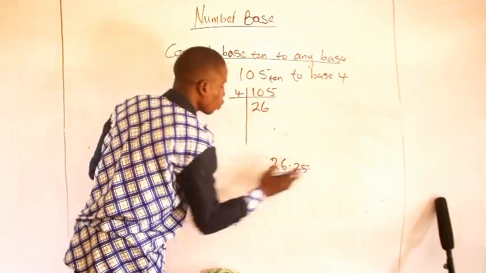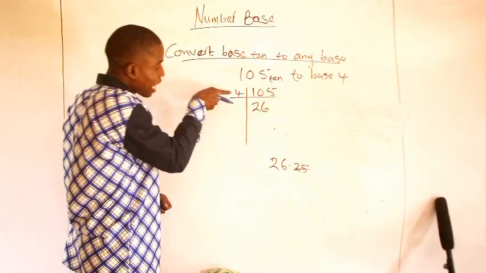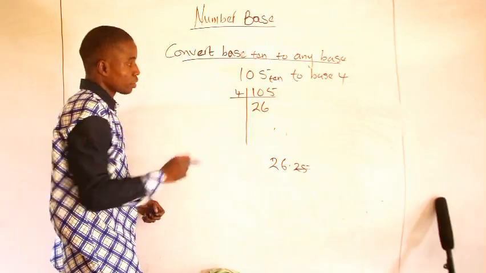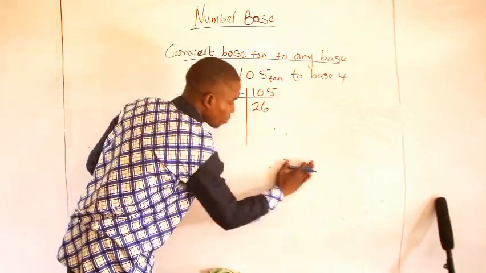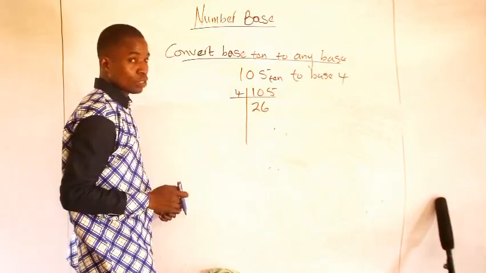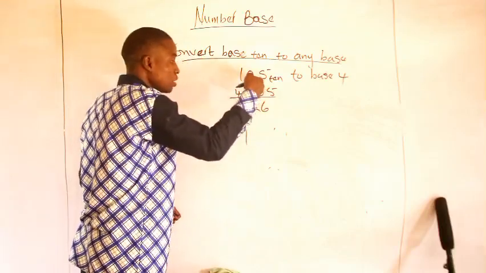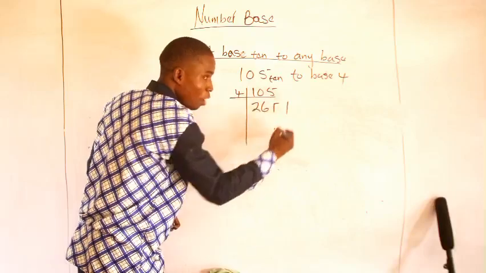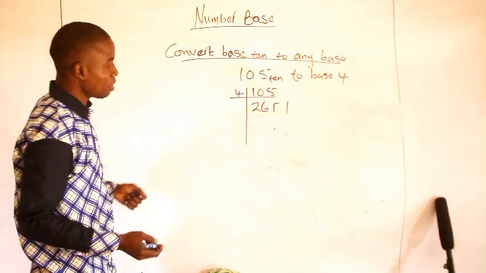26. Include this one. Now, what do you do? Multiply 26 by 4, what is it? 104. 104 minus this is what? Remainder 1. That's it. Very simple as ABC.